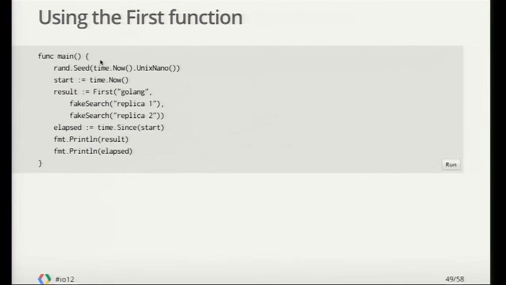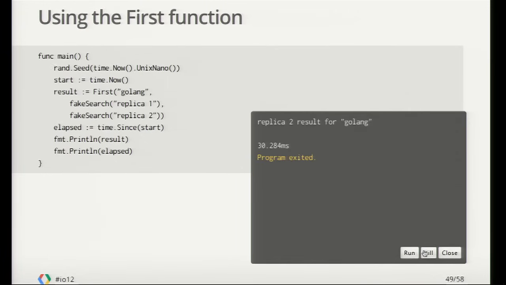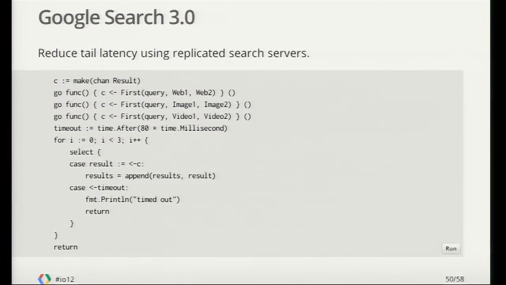So here's a simple use of it where we run 2 replicas, and that time we got replica number 2 in 30 milliseconds, replica 2, replica 1 in 24. So you can see it's whichever one comes back first. There's 5 milliseconds. And with that little tool now, we can build the next piece, which is to stitch all of this magic together. So this is Google Search 3.0, full on. It's got everything in it.